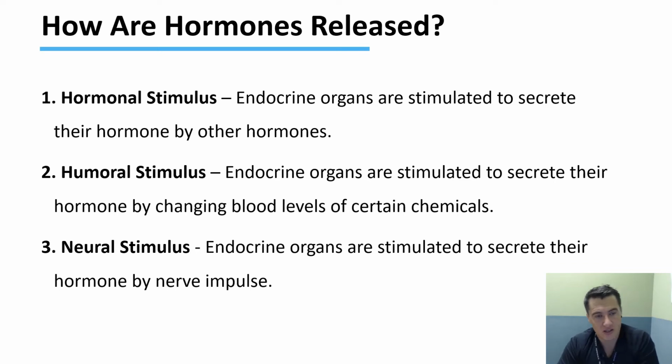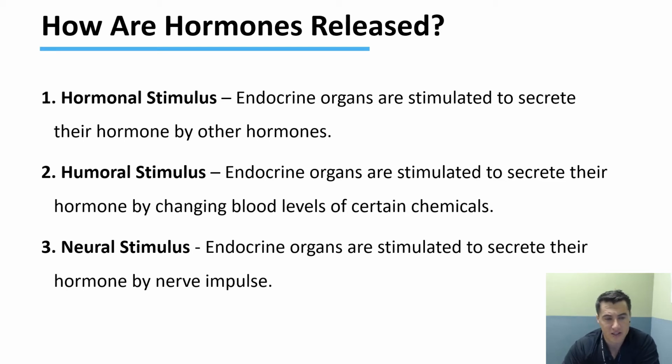Humoral stimulus is when endocrine organs are stimulated to secrete their hormone by changing nutrient levels within blood. So your hypothalamus, for example, detects changes in blood pH, and this can trigger a release of hormones. A good example of this is sodium and potassium, which we've just been talking about last week in the nervous system. So concentrations of that in our blood can trigger humoral response.